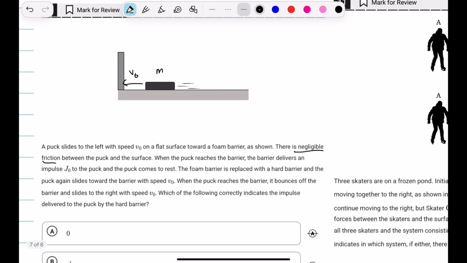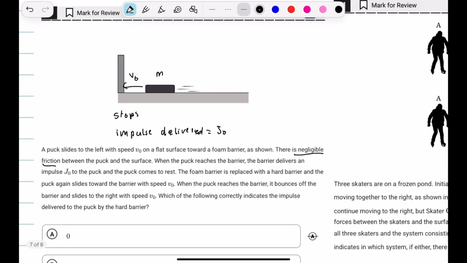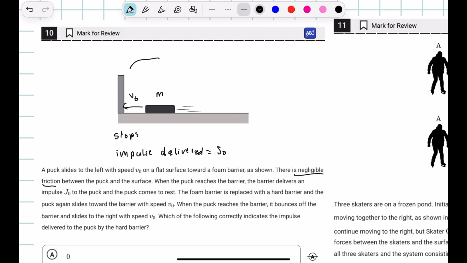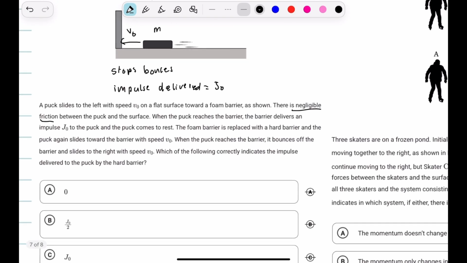The foam barrier case, it stops, and then the impulse delivered is equal to J initial. So the hard barrier case, it bounces back. Then the final speed, v f, is equal to v initial to the right. So we want the impulse delivered by the hard barrier.